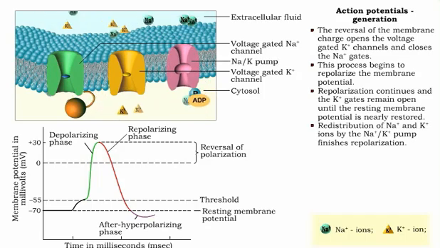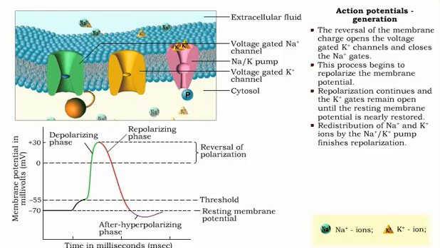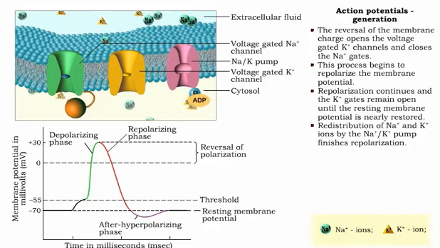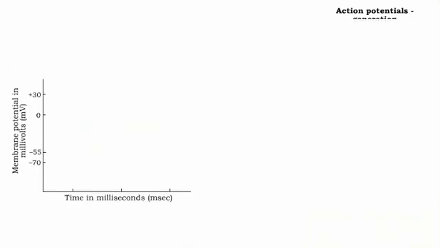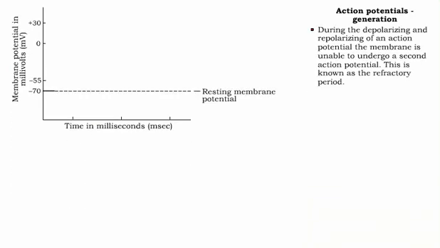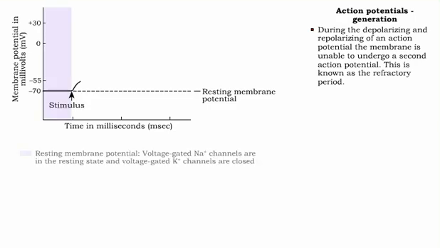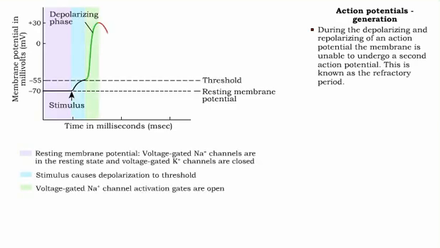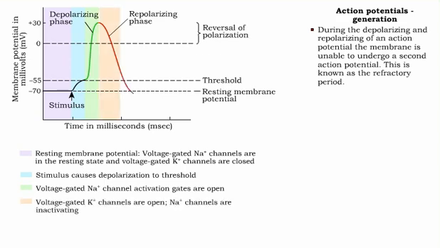Continuous redistribution of sodium and potassium ions by the sodium-potassium pump finishes repolarization and the restoration of the resting membrane potential. During the generation and conduction of an action potential, a refractory period exists. This means that the membrane cannot generate another action potential during this time.